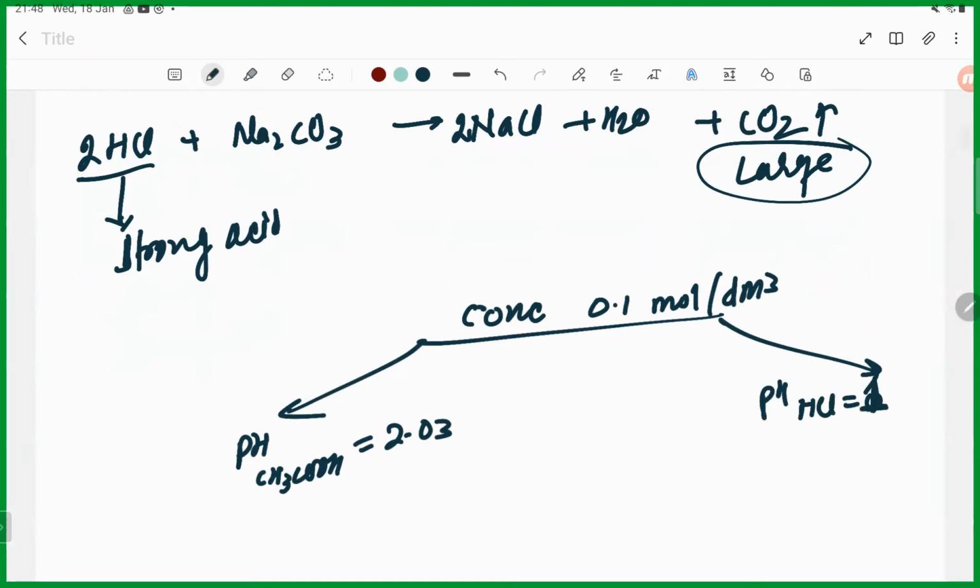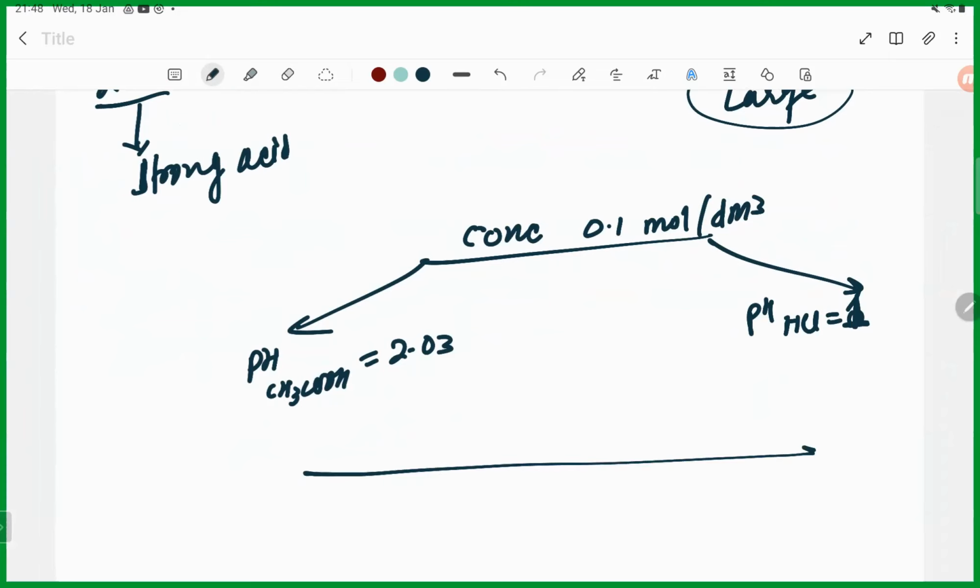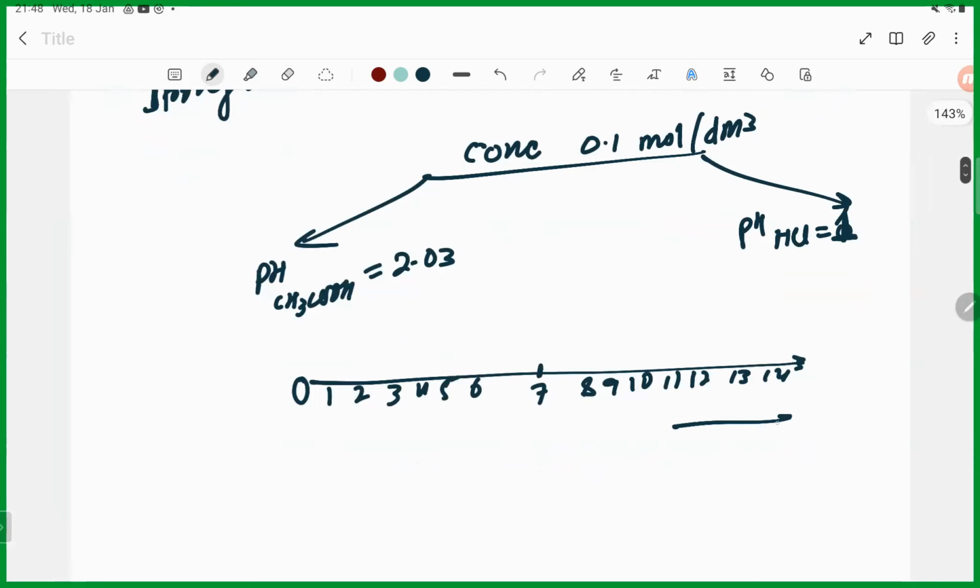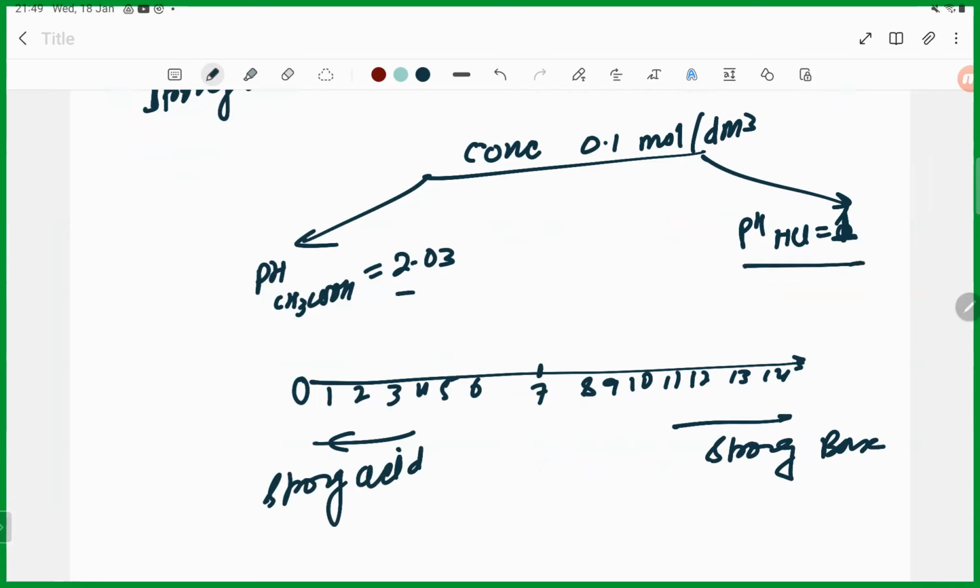So here you see the pH scale. Do you know the pH scale? Somewhere it is 7. Here 0, 1, 2, 3, 4, 5, 6, and here 8, 9, 10, 11, 12, 13, and 14. If you go this side, this is a strong base. If you go the other side, that is going to be a strong acid. Which is the stronger acid, pH 1 or pH 2.3? Which is the strong acid is 1, because on this side the lower the pH value, the stronger the acid.